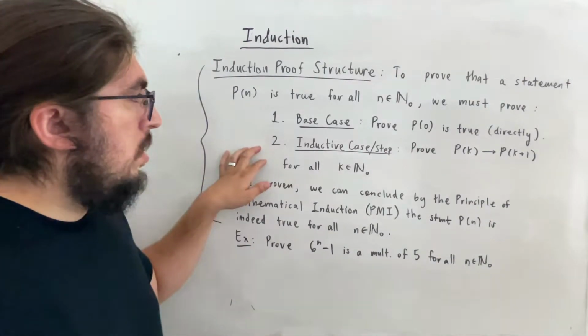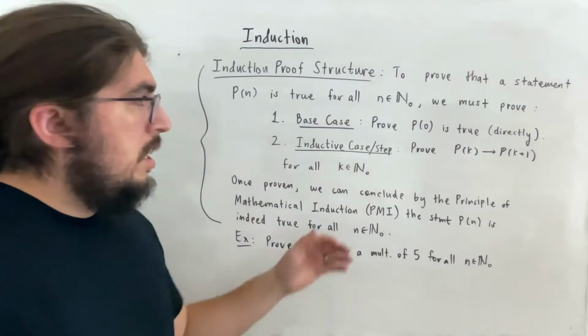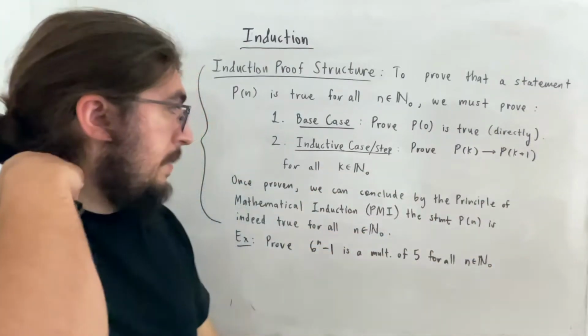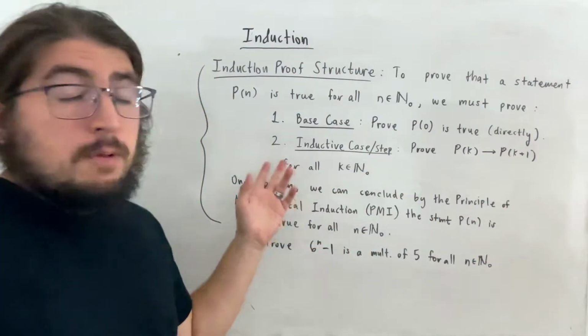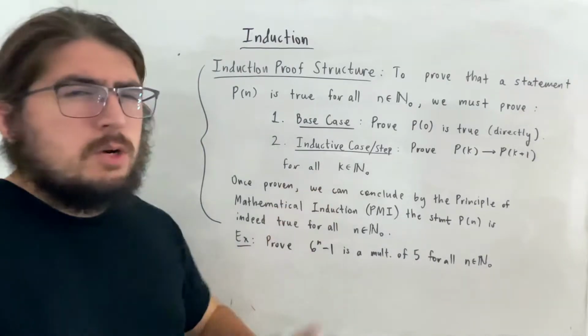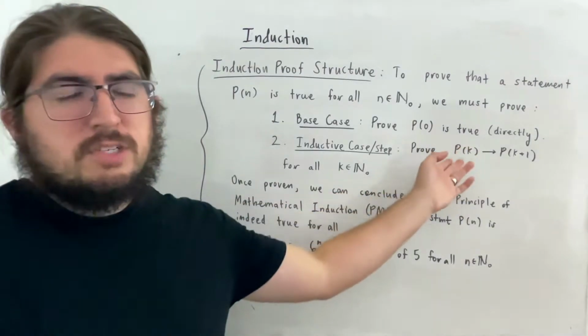And then step 2 here is known as the inductive step or inductive case, where we prove this if-then statement, P of k implies P of k plus 1, and that statement will actually hold for all k in the natural numbers. Now you may ask, well, how do we show it's true for all k in the natural numbers? Well, this actually kind of shows it.